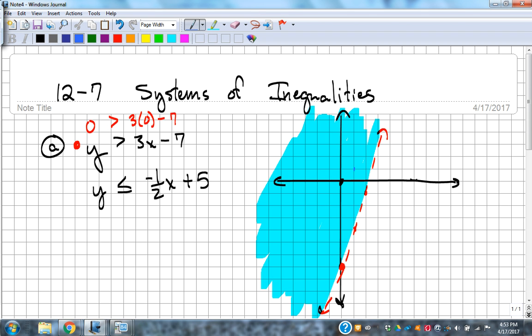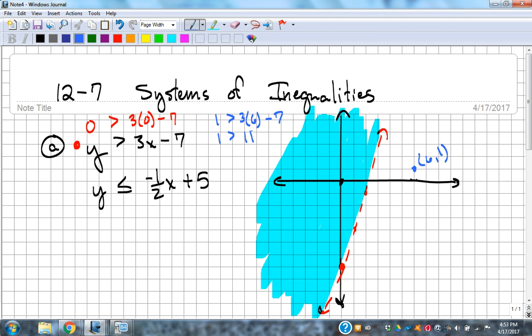If you picked 1, 1, it's still on that side. If I picked that point, which is 1, 2, 3, 6, 1. If I pick that point, is 1 greater than 3 times 6 minus 7? 1 greater than 18 minus 7 is 11. Is 1 bigger than 11? No, that's false. So I'll shade the other side of that line.